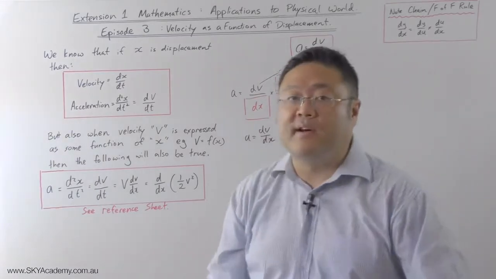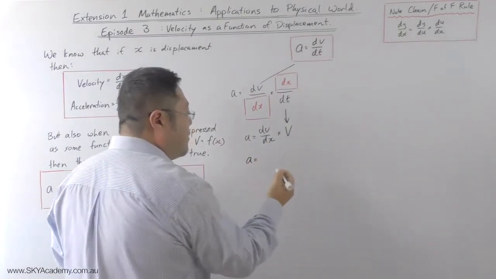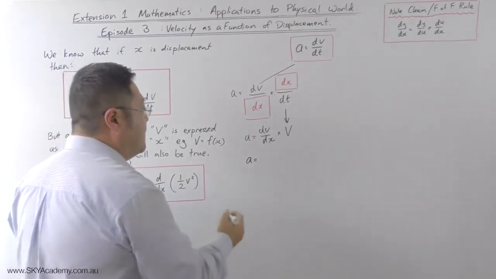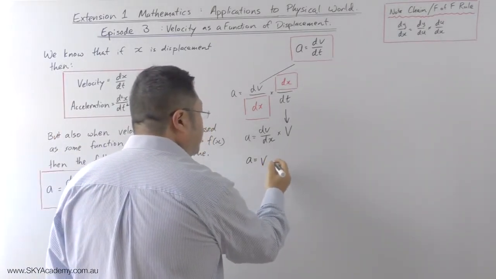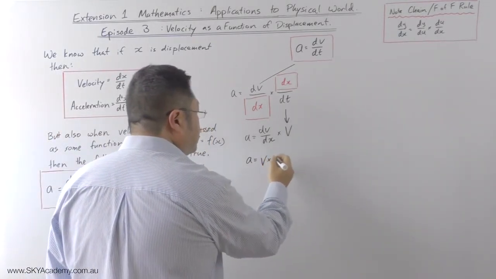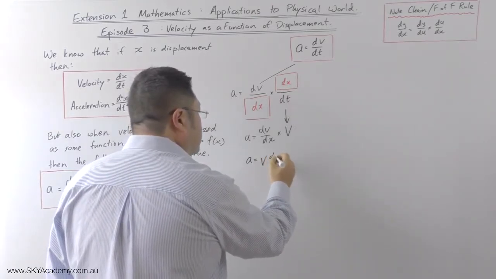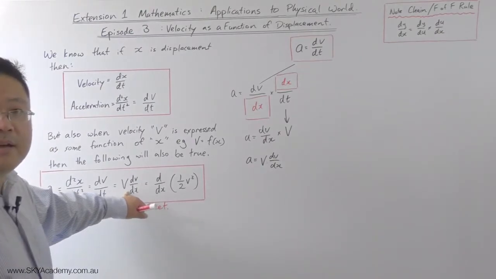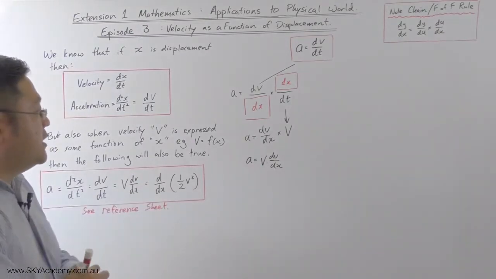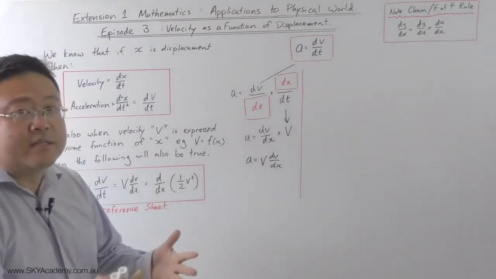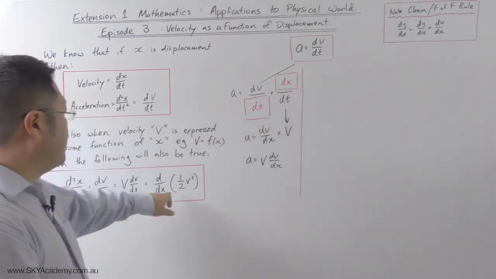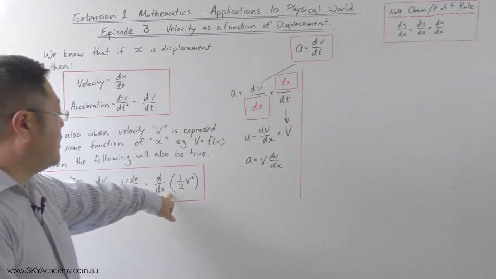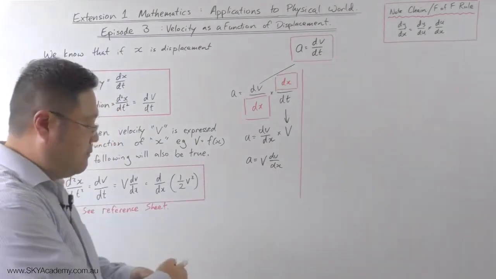Let me come around the other side. Another way of expressing the acceleration is your velocity times dv/dx, which is that one over there. Do you see that? We're going to do something very similar. We're going to use the same technique to work out this one over here. So let's start off with this.